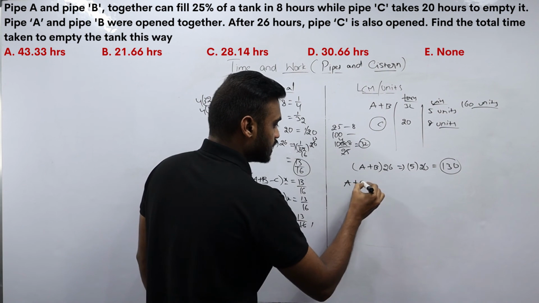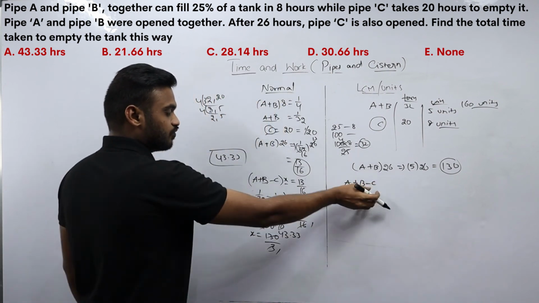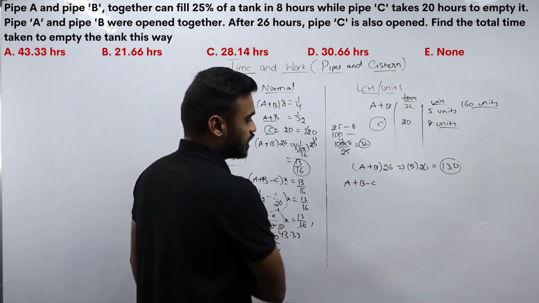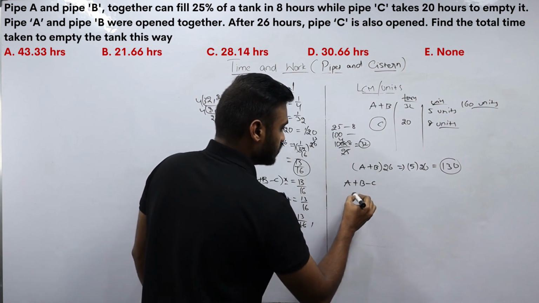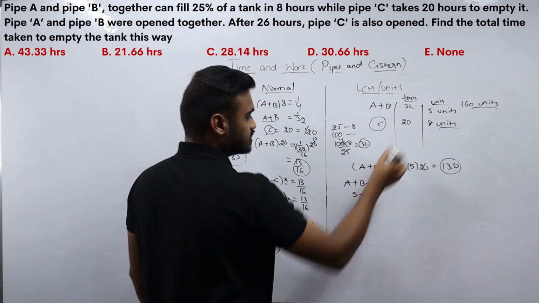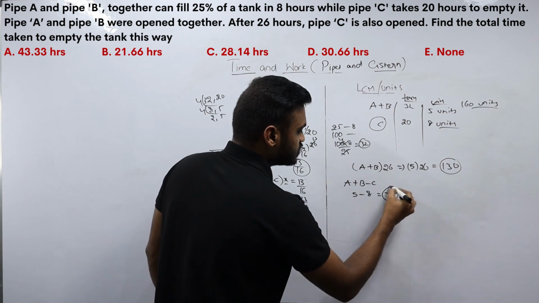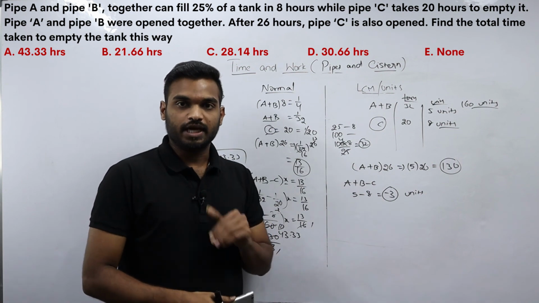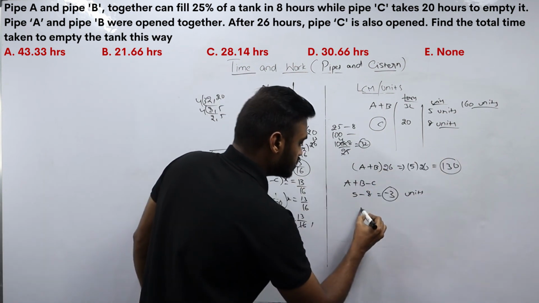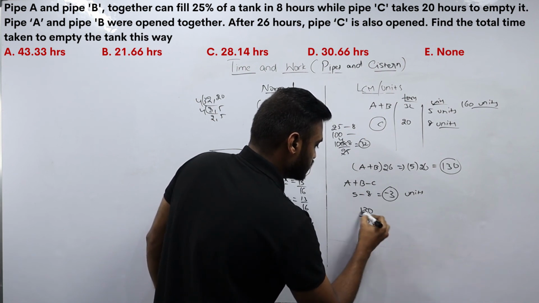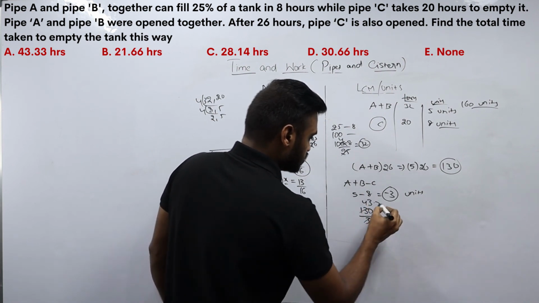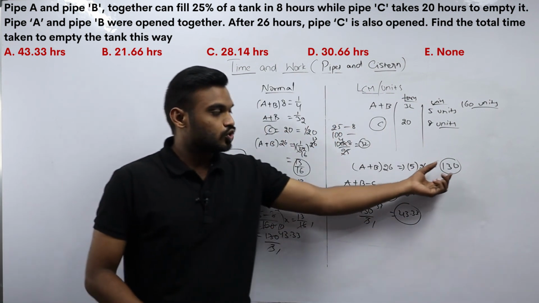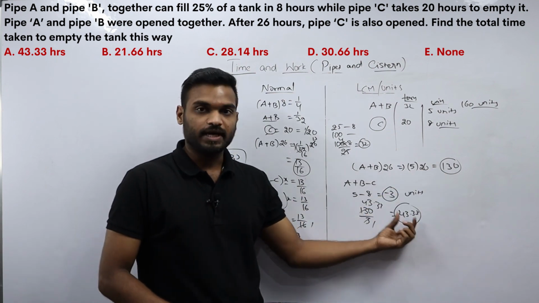That is A plus B minus C. We are keeping a negative symbol for C because C is removing the work. Now A plus B minus C: per hour A plus B is doing 5 units of work, minus C is 8 units, that is minus 3 units per hour. In the sense, they are together removing 3 units of work per hour. So to finish this 130 units, they totally take 130 by 3, that is 43.33 hours. To complete this total 130 units of work, they totally take 43.33 hours.